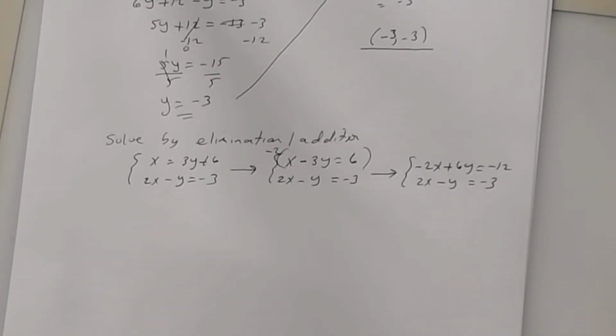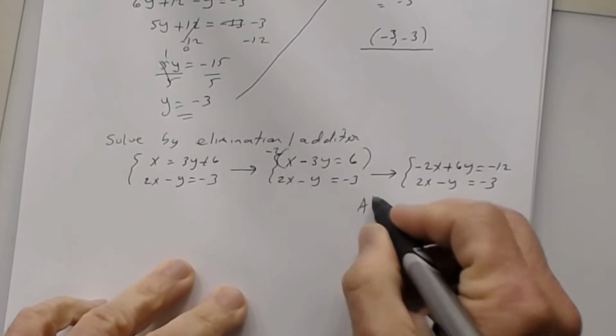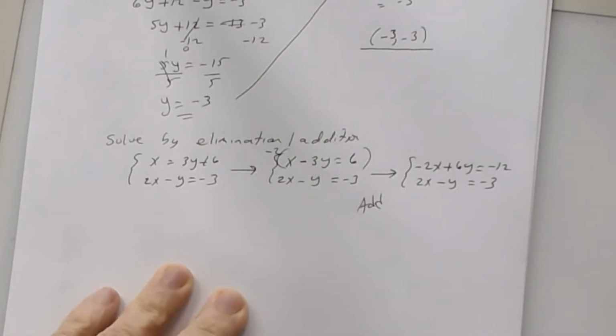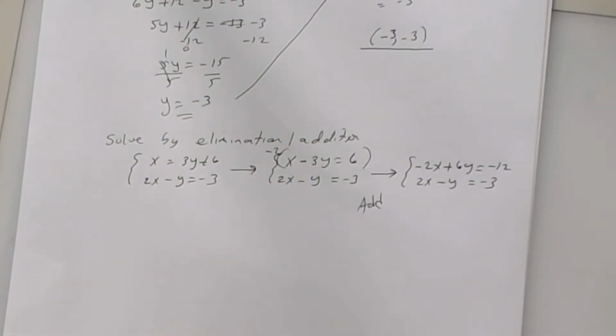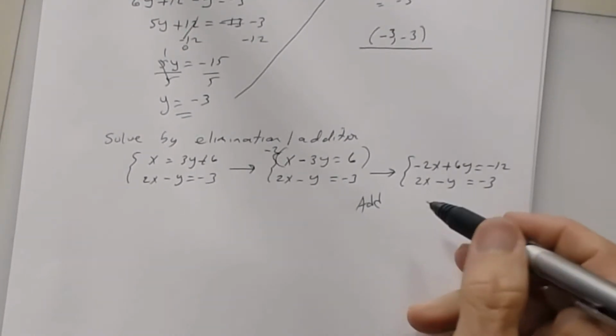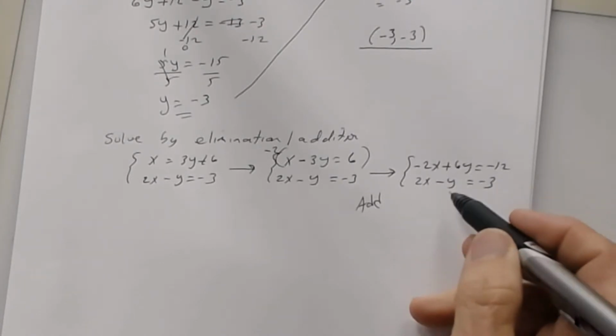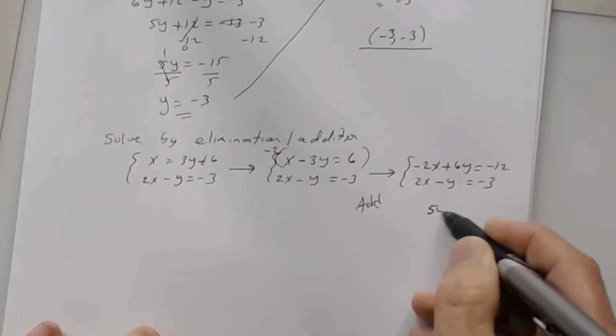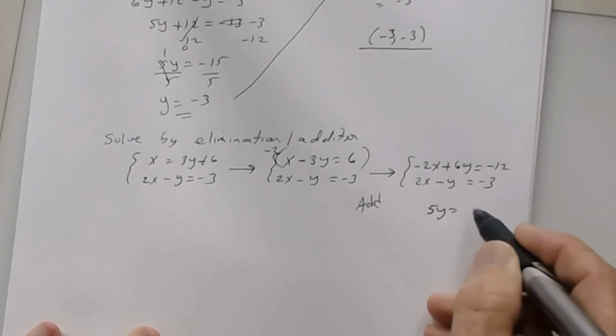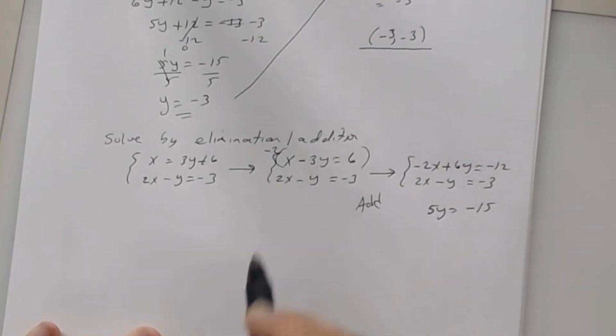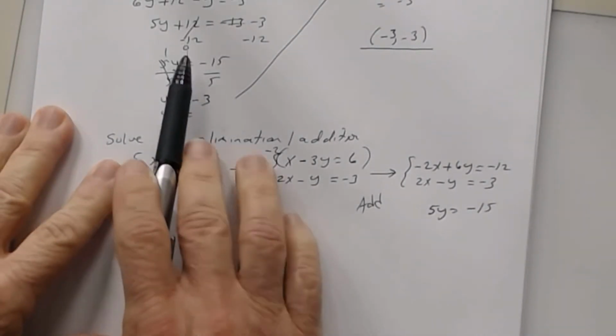You got to say what word first? Add. Add them. Remember, I always put the word add here. I add them. So when I add them, then one of the variables will be eliminated. In this case, the x's. So the x's are eliminated. When I add them, 6y and a negative y is 5y. A negative 12 and a negative 3 is a negative 15. All right, so that's just what we had here.